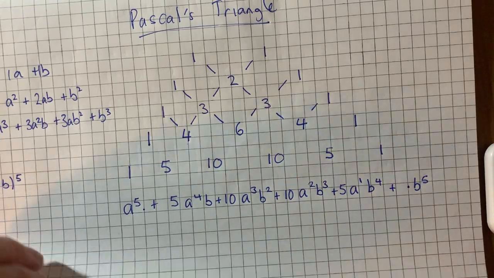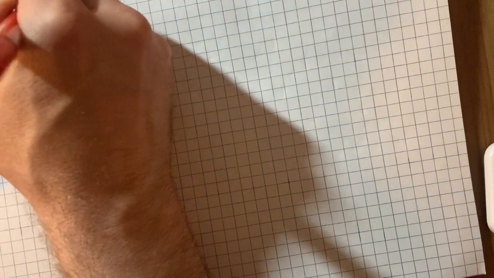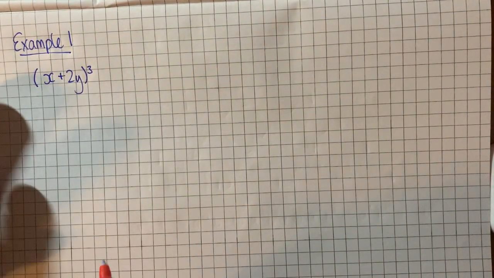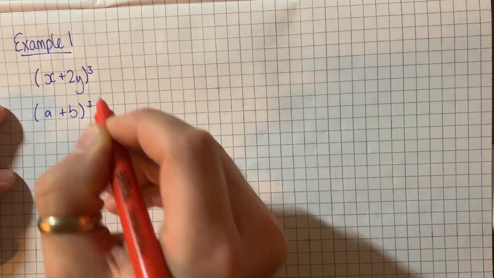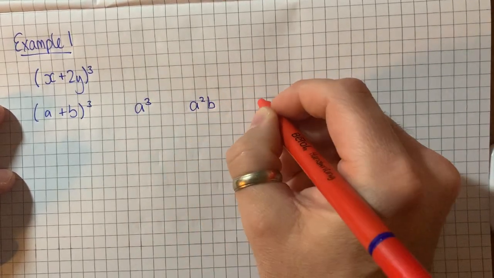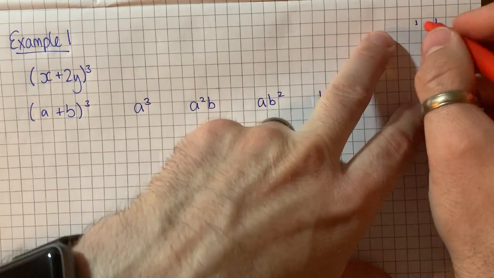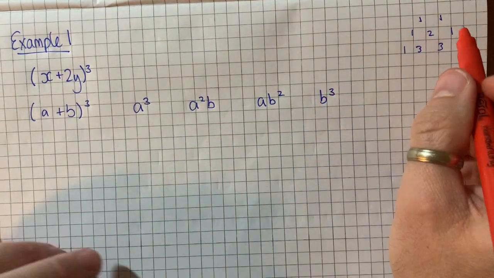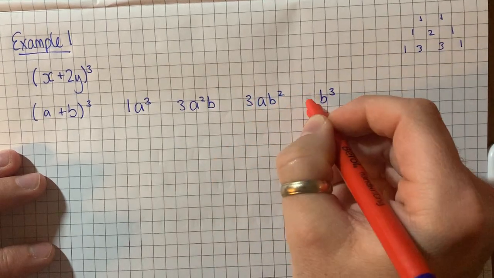So let's now look at example 1 on page 159 in my textbook. Example 1 has x plus 2y to the power of 3. Well, the first thing I'm going to do is look at what's the expansion for a plus b to the power of 3. Well, that was a cubed, a squared b, ab squared, b cubed. And using Pascal's triangle, just very quickly, 1, 2, 1, 1, 3, 3, 1. So power 2, power 3. So 1, 3, 3, 1.